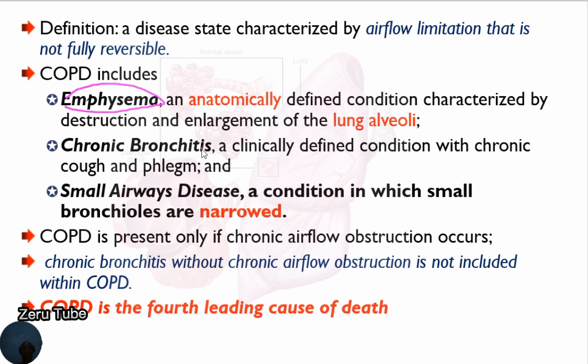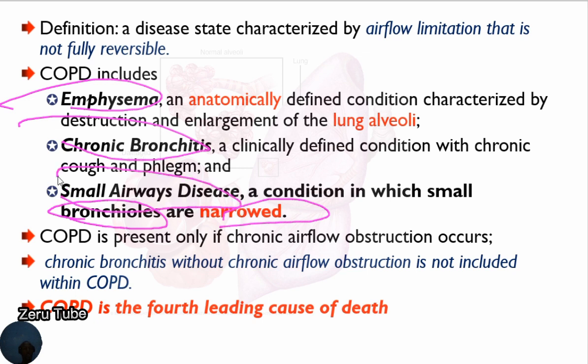Anatomically defined, the condition is characterized by the destruction and enlargement of the lung alveoli, that is emphysema. The other part of COPD is chronic bronchitis. Clinically defined, the condition is chronic cough and phlegm. And the third part of COPD is small airway disease. This is a condition in which small bronchioles are narrow. Generally, emphysema, chronic bronchitis, and small airway disease are included under COPD.